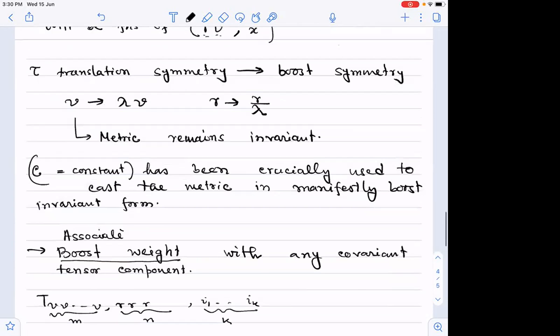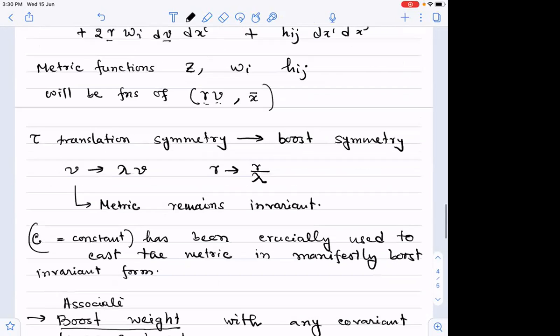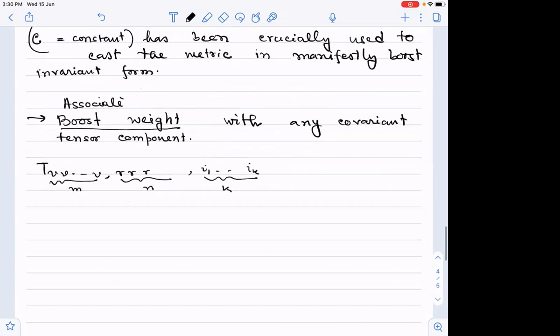And this boost symmetry is just a coordinate transformation which involves only V and lambda, lambda being constant. We can clearly see that under this boost transformation, if I do that scaling, V going to lambda V and R going to R by lambda, this one will go to lambda to the M, then lambda to the minus N, then T, the new coordinate T.